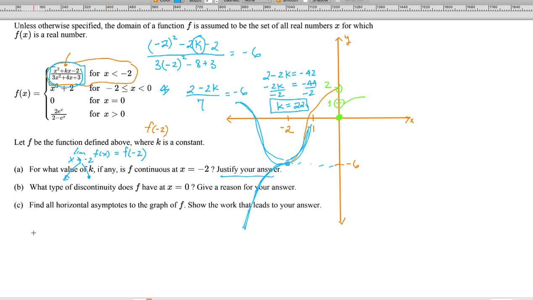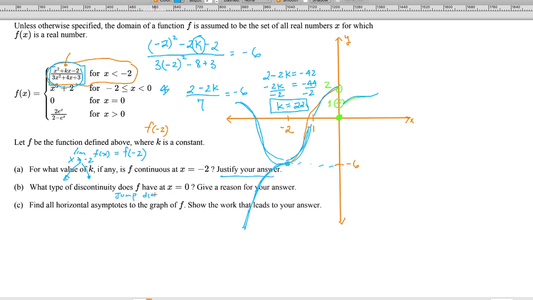Okay, now B. What type of discontinuity does f have at x equals 0? I did that here, and if you look at this, this is a jump discontinuity. I have that this piece goes like that, or something like this, but it just jumps at that value 0. So a jump discontinuity.